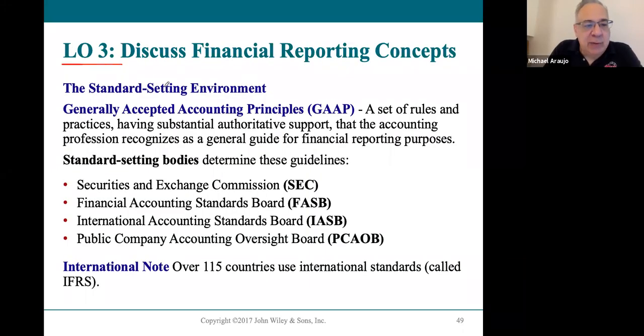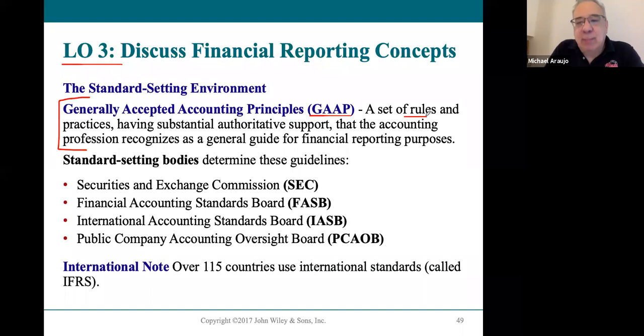Learning Objective 3 introduces you to the rules and standards and practices in accounting. We call those rules generally accepted accounting principles, often referred to as GAAP. So when you hear in an accounting class they're referring to GAAP, one, it's going to be in financial accounting. Two, it's generally accepted accounting principles that they're talking about.